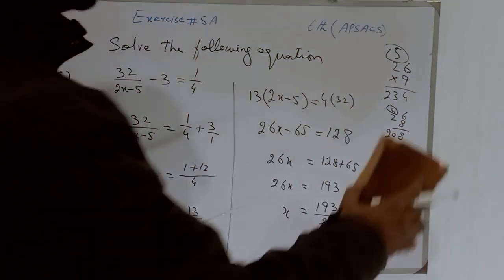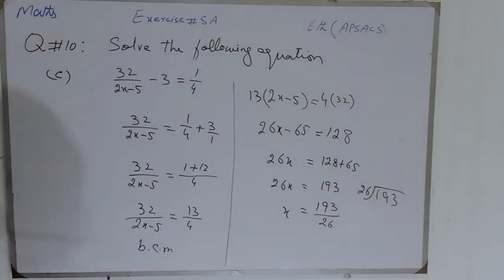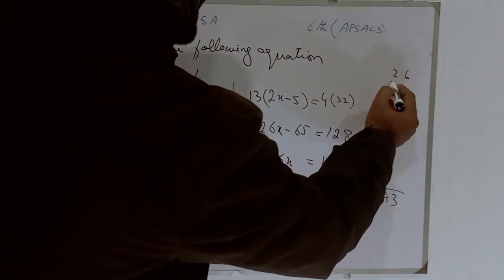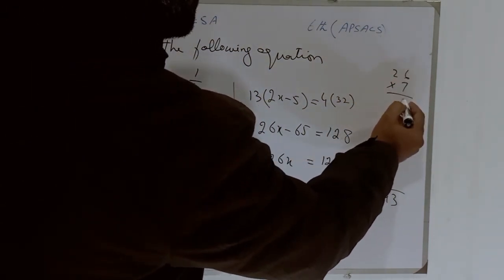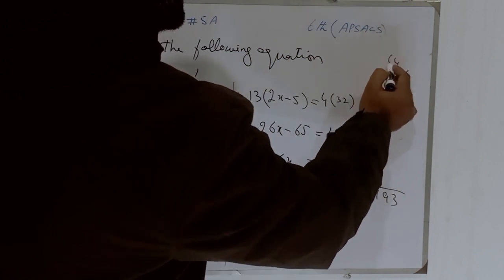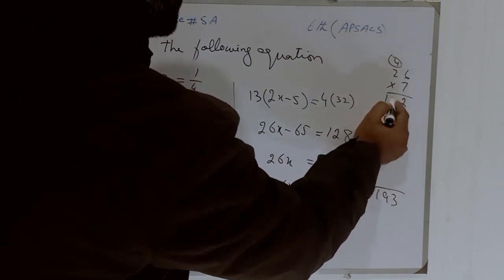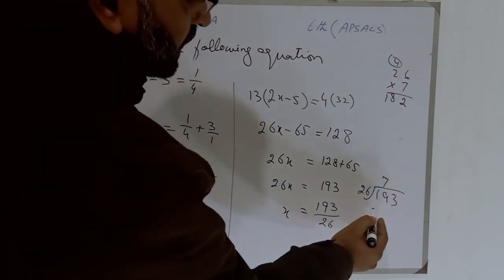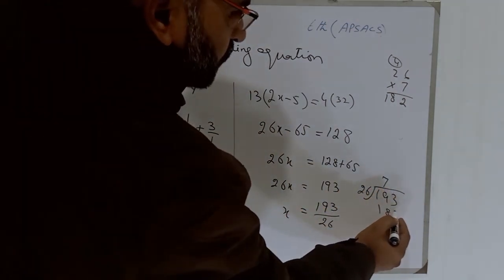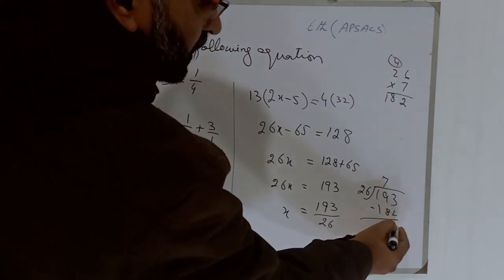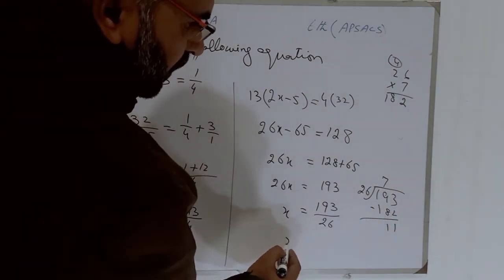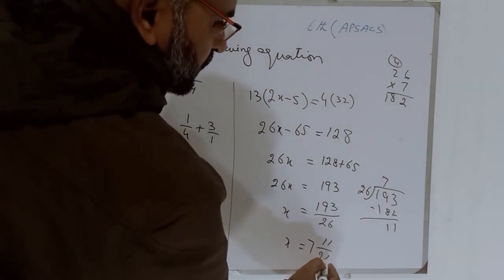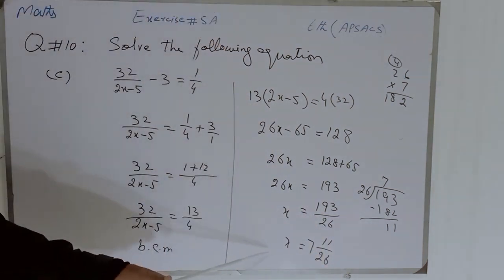So I will multiply 26 with 7. 26 multiplied by 7. 7 6s are 42, 4 carry. 7 2s are 14 or 4 is 18. It is 182. So 7 will be the quotient and 182 will be written here. Subtract 182 and the value of x will become 7 whole number 11 over 26, and it is the value of x.